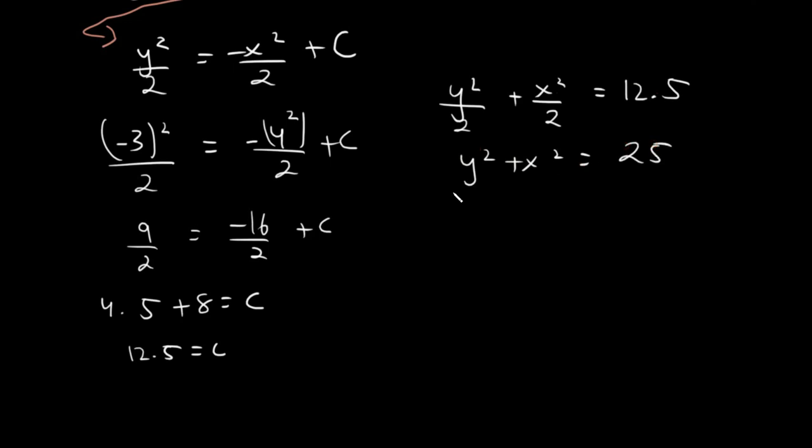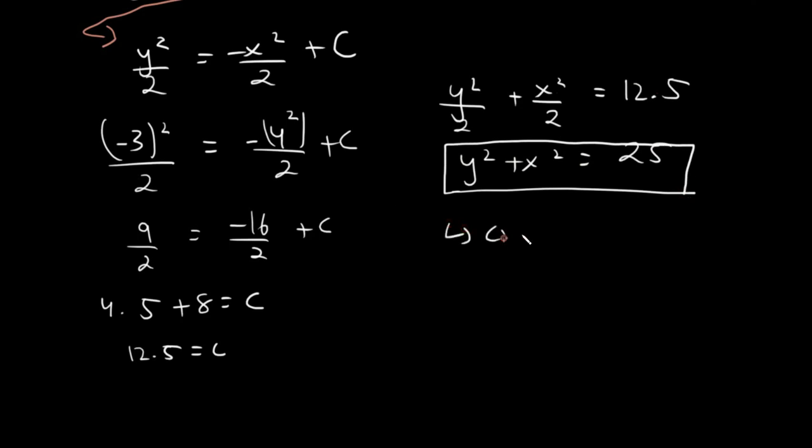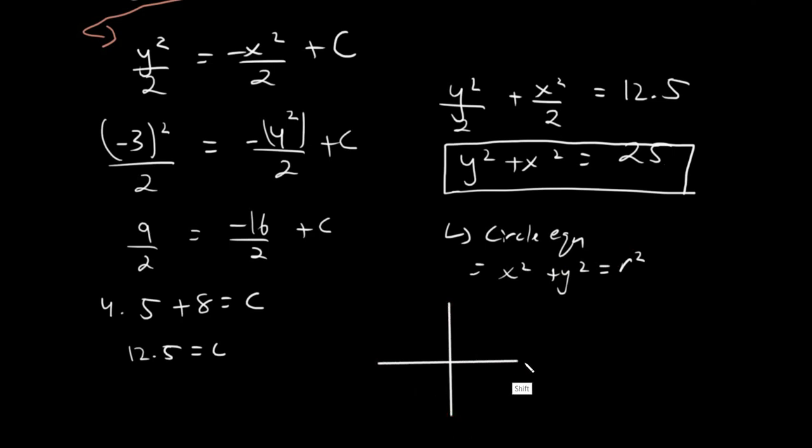Now, does this equation look familiar to you guys? This is actually the equation of a circle, because remember, the general equation of a circle is x squared plus y squared is equal to r squared. So this r squared over here is actually 25. This differential equation, what you just solved for, actually represents a circle of radius 5. Let me just draw this out.